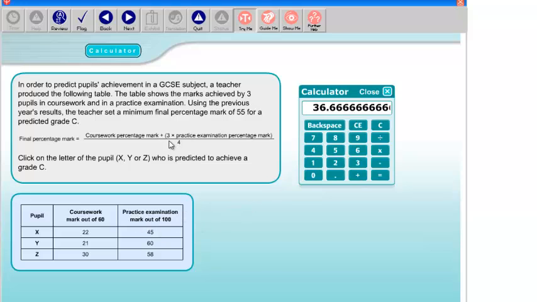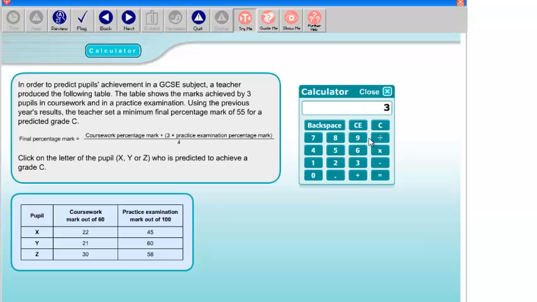The practice exam, so the second part of the equation says you're going to add that 36.6% to 3 times the practice exam percentage mark. Here we've got a percentage mark already, so no conversion to do, it's just plus 3 times 45. So let me cancel this now.